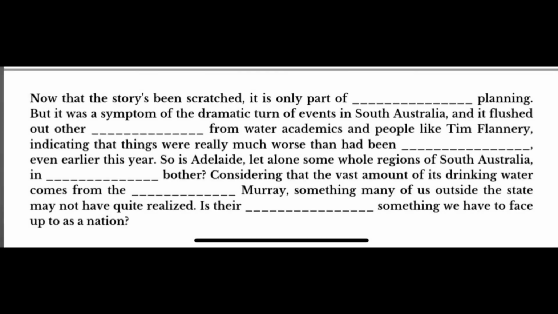Now that the story's been scratched, it is only part of contingency planning. But it was a symptom of the dramatic turn of events in South Australia, and it flushed out other remarks from water academics and people like Tim Flannery, indicating that things were really much worse than had been foreshadowed, even earlier this year. So is Adelaide, let alone some whole regions of South Australia, in serious bother, considering that the vast amount of its drinking water comes from the beleaguered Murray, something many of us outside the state may not have quite realized? Is their predicament something we have to face up to as a nation?